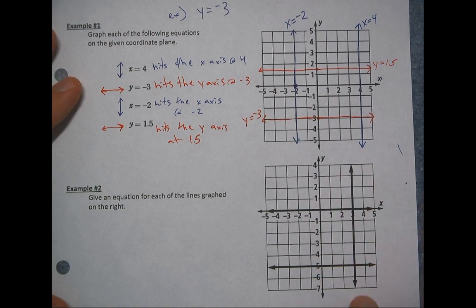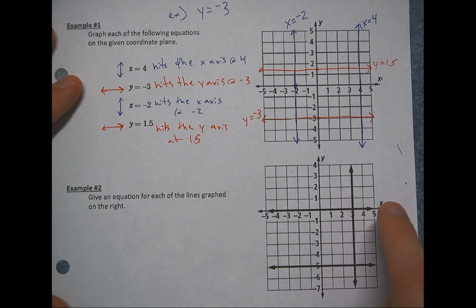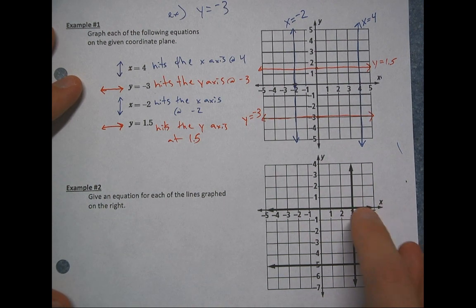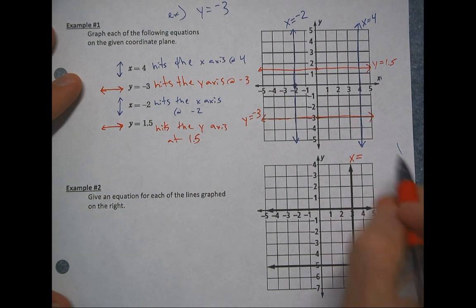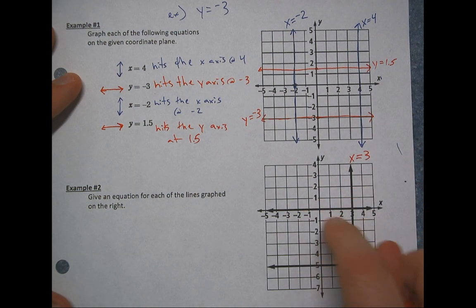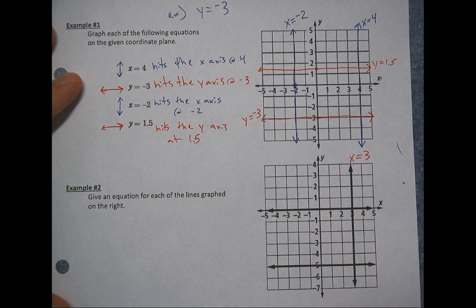So let's start with this one going up and down here. It's vertical. Think about which axis it hits. It hits the x-axis. So this is going to say x equals, and it's just whatever value it hits, 3. Even if I go up here, the y value has changed to 3 or 2 or 1. The x value is always 3.